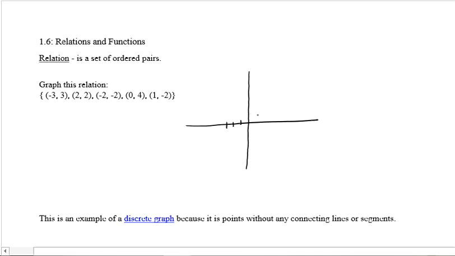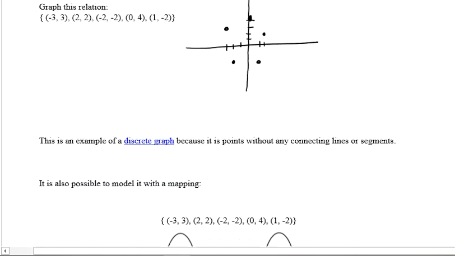I plot the points (-3, 3), (2, 2), (-2, -2), (0, 4), and (1, -2). Okay. This is an example of a discrete graph because it's just the points without any connecting lines or segments.